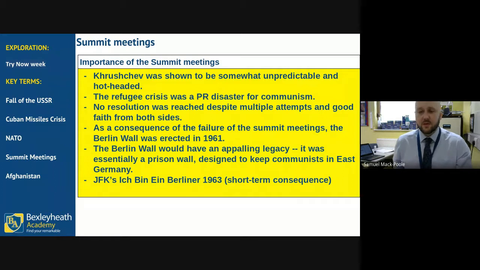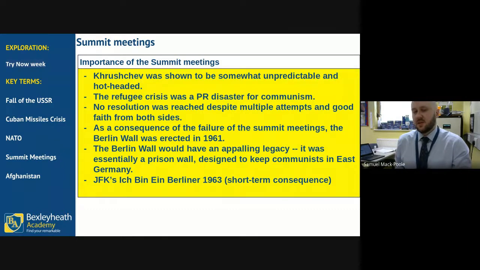As a consequence of the failure of these summit meetings, the Berlin Wall was erected in 1961. Now, I'd say this is a long-term consequence because that wall is there from 1961 to 1989, and it really would have an appalling legacy. It was essentially a prison wall designed to keep German citizens in the communist zone of East Germany. And JFK, as a short-term consequence, goes to Berlin and makes his "Ich bin ein Berliner" speech.